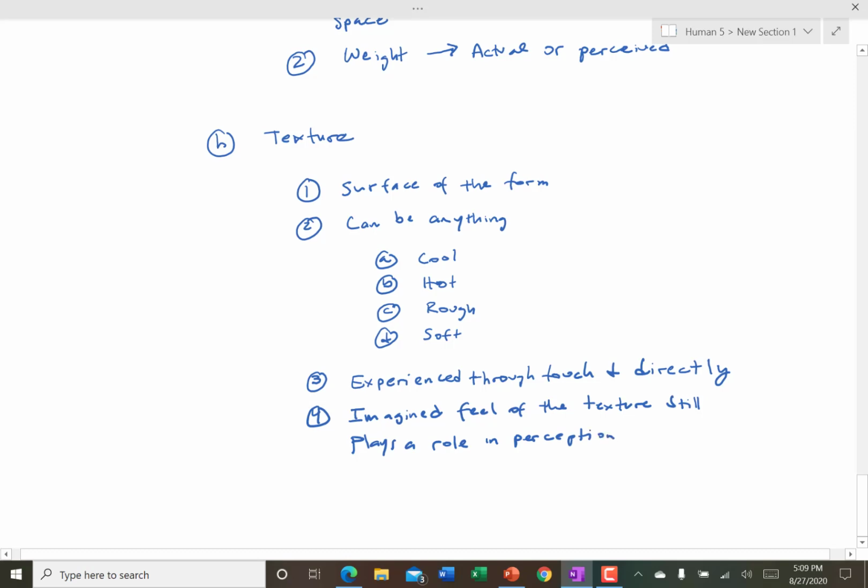So the actual texture will play a role, but even the imagination of it, just by looking at it and knowing what that texture is, plays a role in how you experience that component of it.